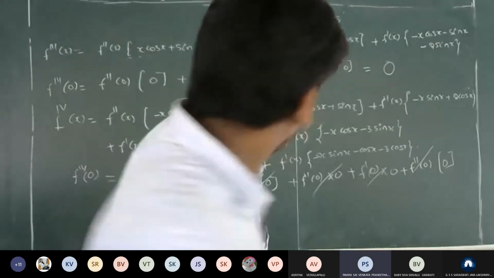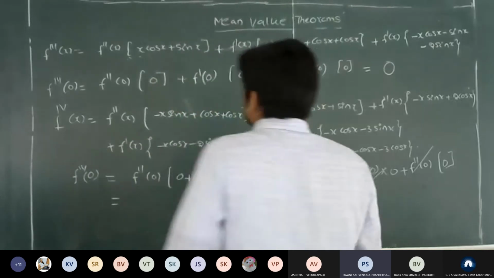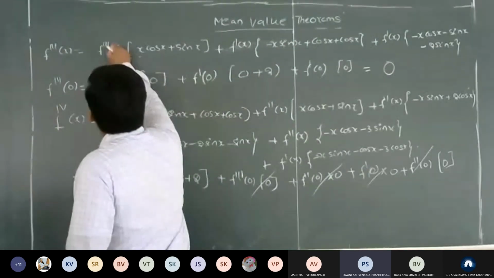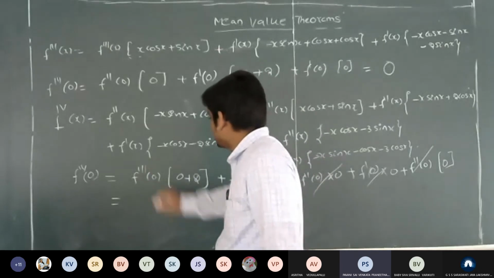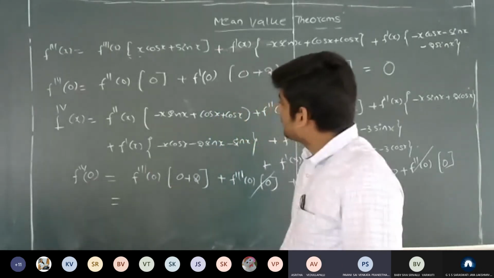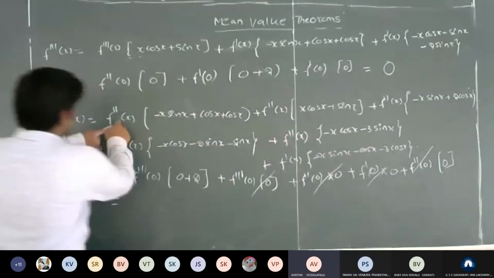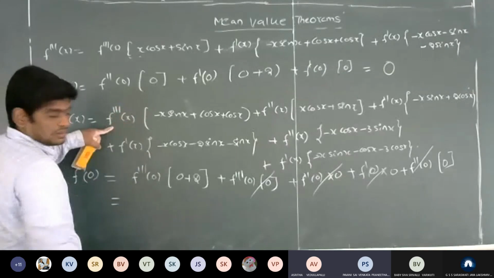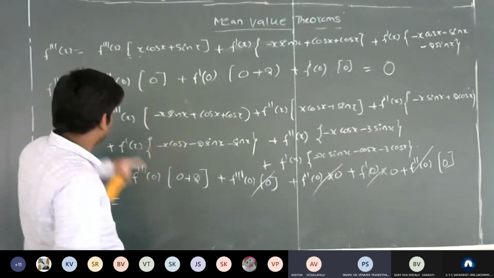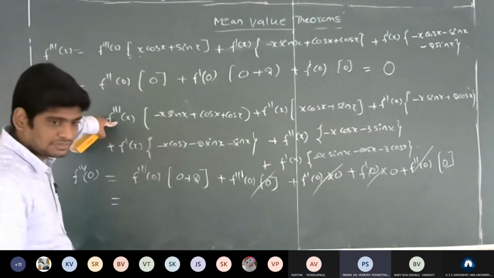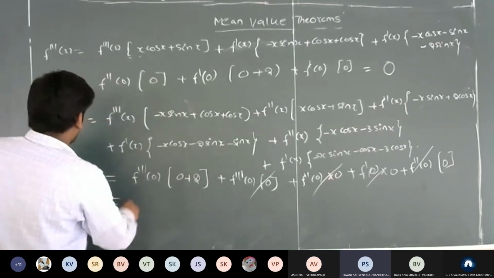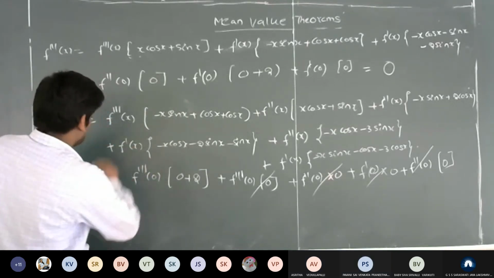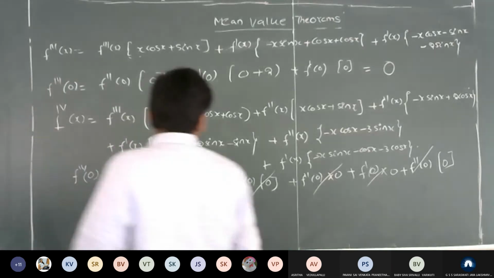Sir, in the first step, f fourth dash x equals f triple dash x. No sir, in the third step. Yes sir, here it is f double dash x. So this is f triple dash. Yes? F triple dash. Right.